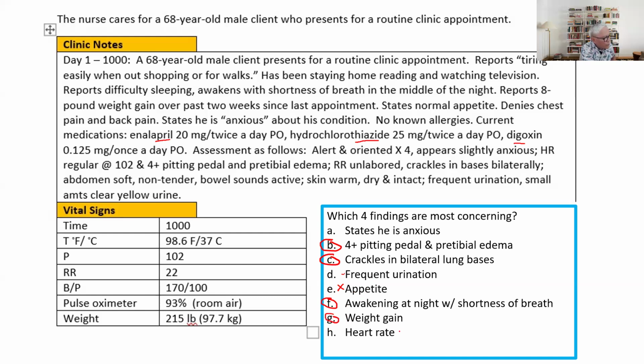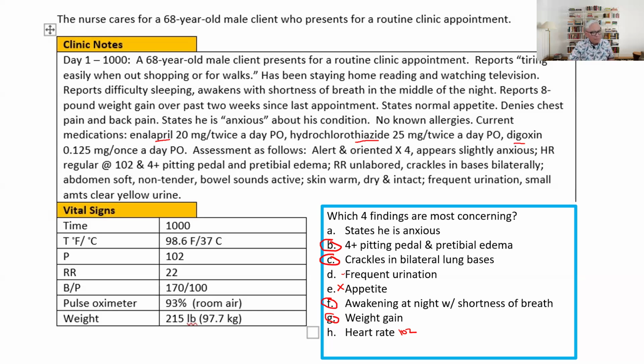The heart rate of 102 is not significantly elevated, and therefore this is not very concerning. So the most concerning findings are going to be B, C, F, and G. Okay? And I think most of you got that correctly. That would be the way in which we would answer that. Let's now go to the second question.